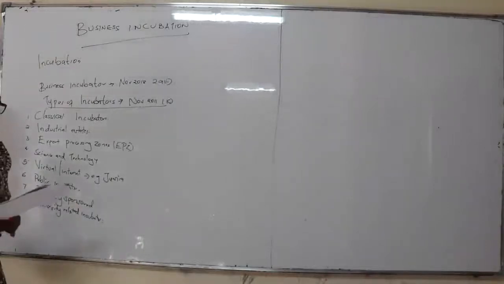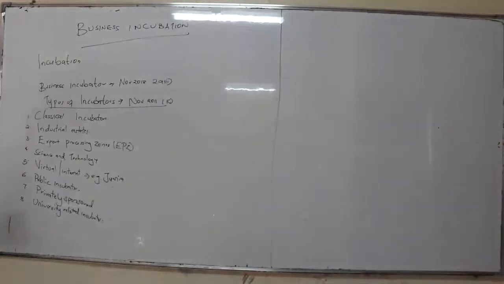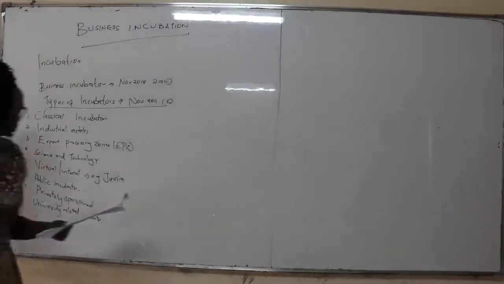Finally, we have the university-related incubators. And for them, they are usually established at universities as academic programs to enable the university translate their research into findings. Those are the types of incubators, and I've talked of the classical, industrial estates, export processing zones, science and technology, virtual or internet, public incubators, privately sponsored, and university-related incubators.